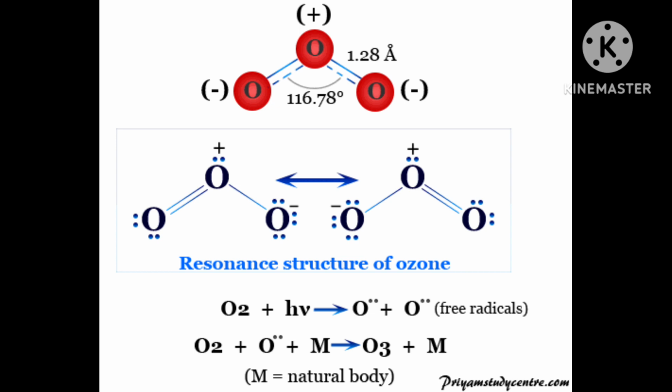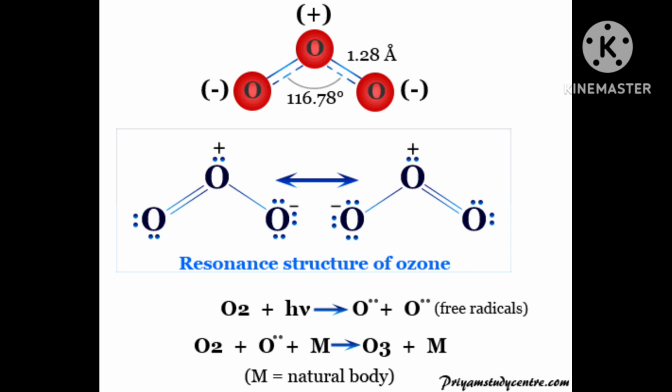Remember, a high concentration of ozone can be dangerously explosive due to the ease with which it liberates atoms of nascent oxygen. It means O3 will give nascent oxygen, that is O2 plus O. O3 gives O2 plus O, nascent oxygen. Due to the ease with which it liberates atoms of nascent oxygen, it acts as a powerful oxidizing agent.